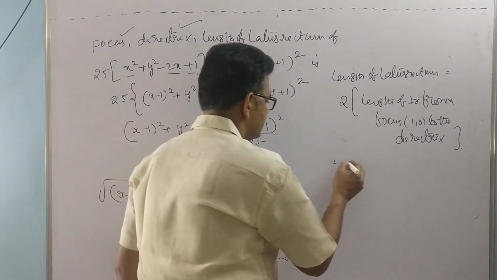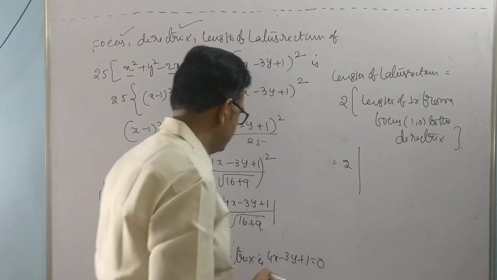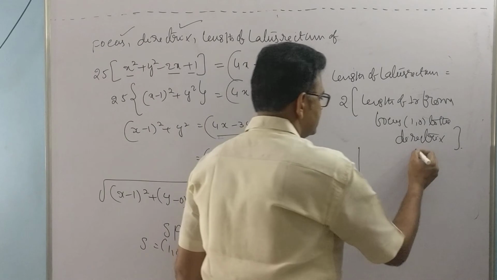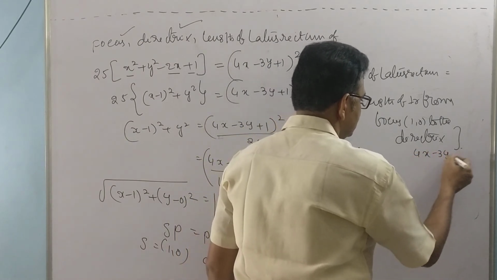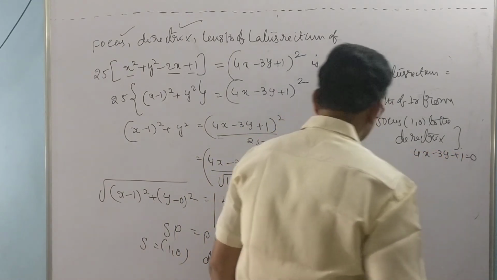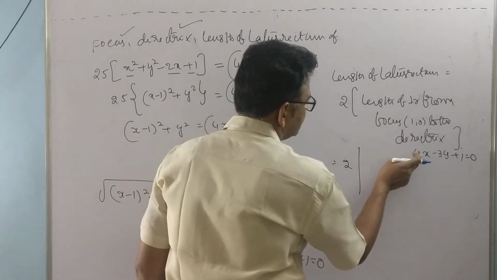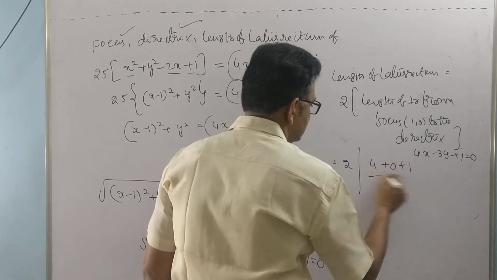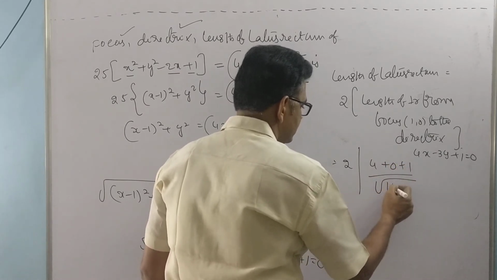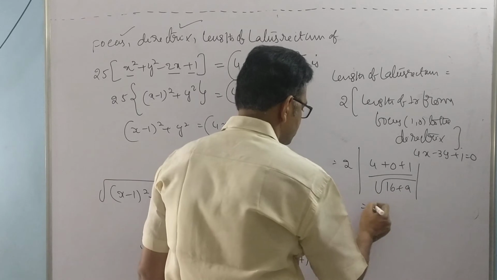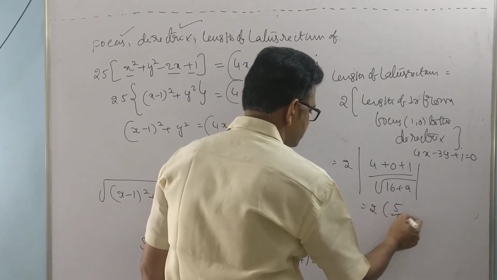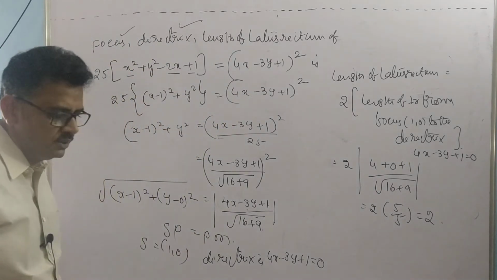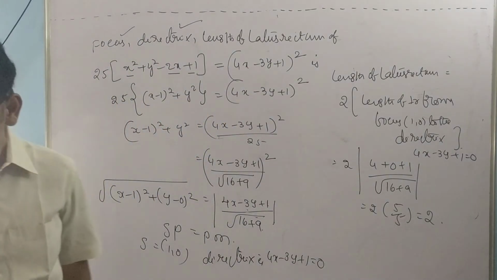So it is 2 times the length of the perpendicular. For the directrix 4x minus 3y plus 1 equal to 0, the perpendicular length is a x1 plus b y1 plus c by root of a square plus b square. Here 2 into 5 by 5, that is 2. So the length of latus rectum is 2.